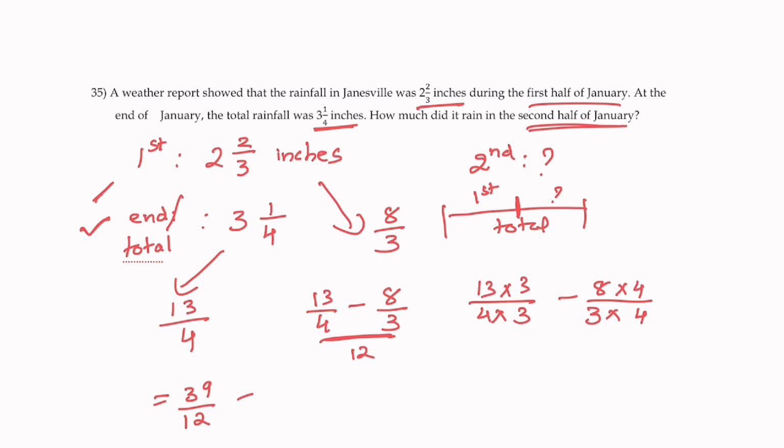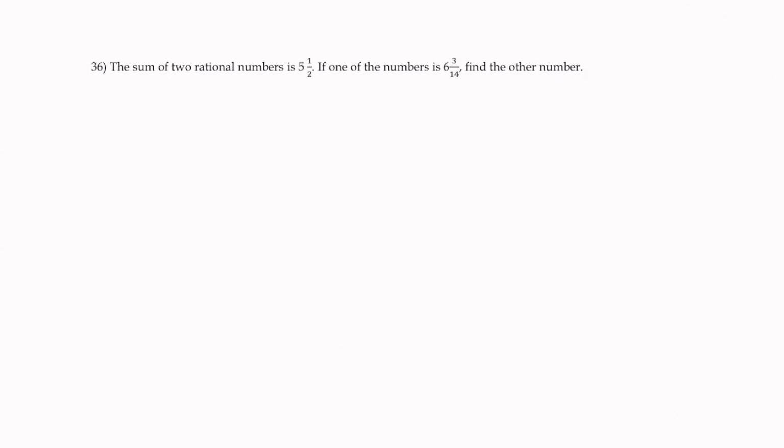39/12 minus 32/12, which is 7/12. So that's the rainfall in the second half, 7/12 inches. Rainfall in second half of January, and it's done. Even the story problems, the word problems, are going faster for us now. Wow. That means we are getting really good at math.